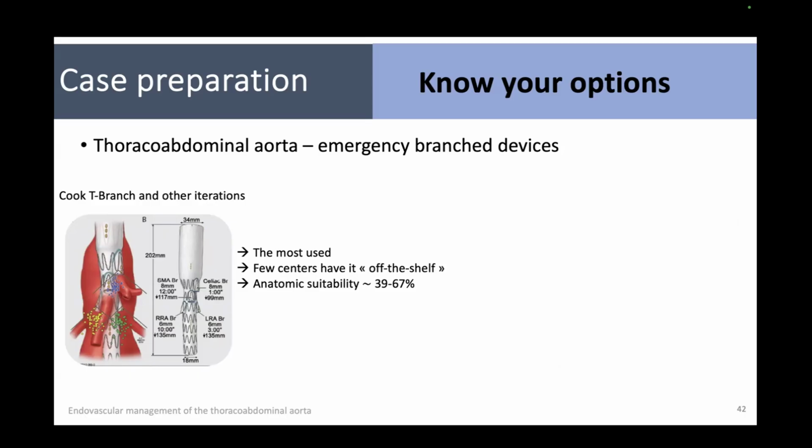suitable patients, about 50-50 of the patients, 39 to 67% in the studies. But if the patients are candidates, it's a good way to bail out of a bad situation when you have a rupture and you have a patient that's really frail or has had previous surgery in the past, so has a hostile abdomen or other things like that. So it's something to think about.